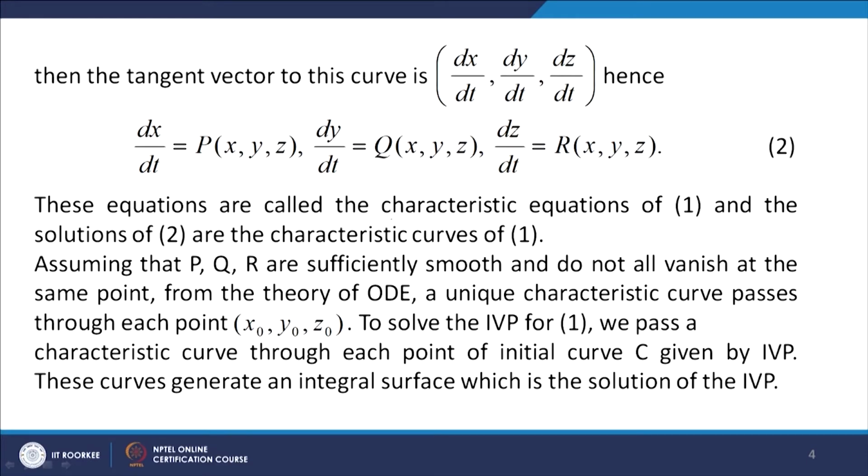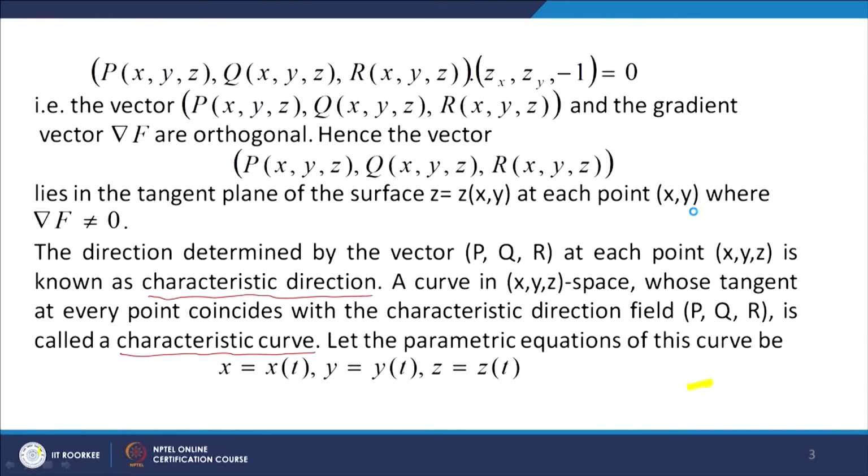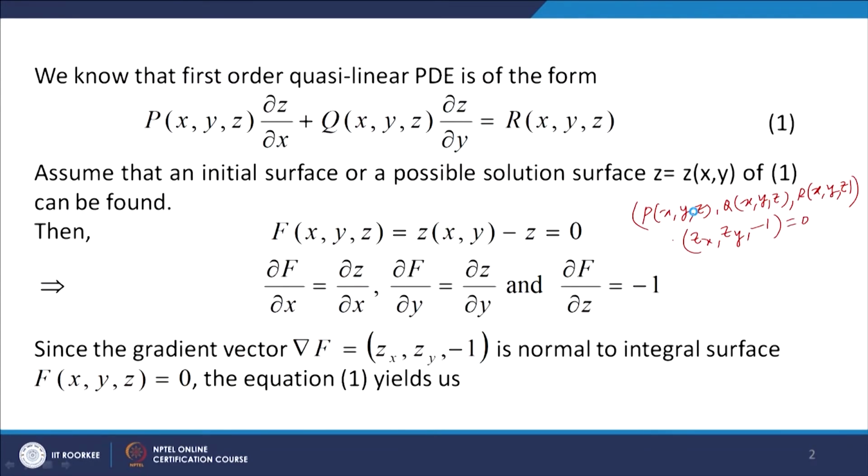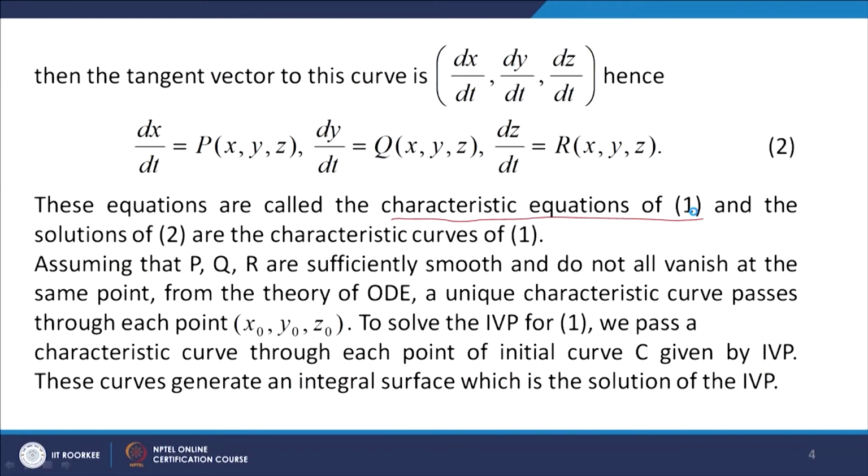These equations are called the characteristic equations of the quasi-linear PDE. The solutions of 2 are called the characteristic curves of 1. So the solutions of this system, dx/dt = P(x, y, z), dy/dt = Q(x, y, z), dz/dt = R(x, y, z), are called the characteristic curves of the quasi-linear PDE.